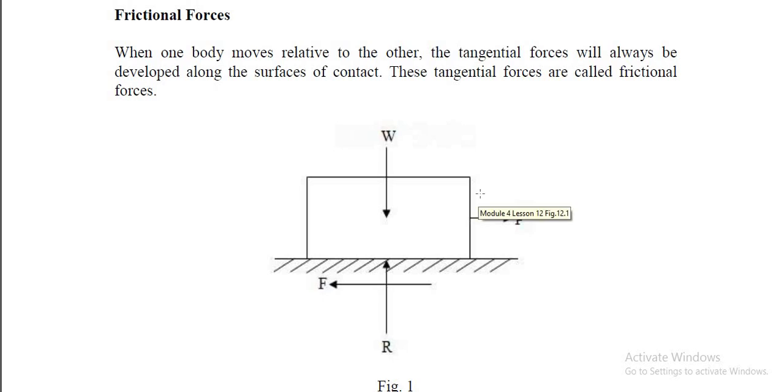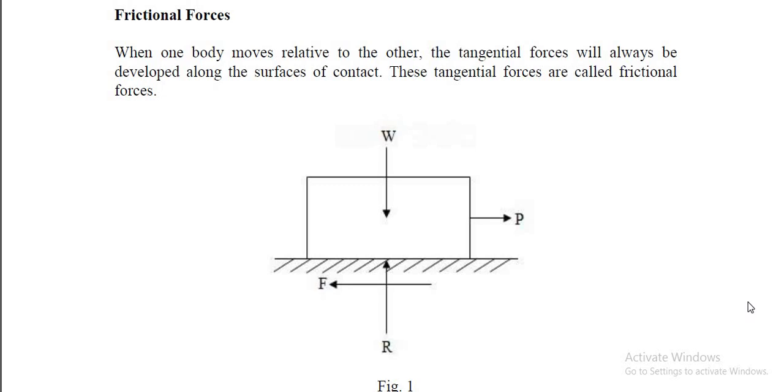Welcome to engineering mechanics. In this section, we'll study frictional forces. What are frictional forces? As we all know, friction is nothing but a force which retards the motion of a body when one body is moving over another.